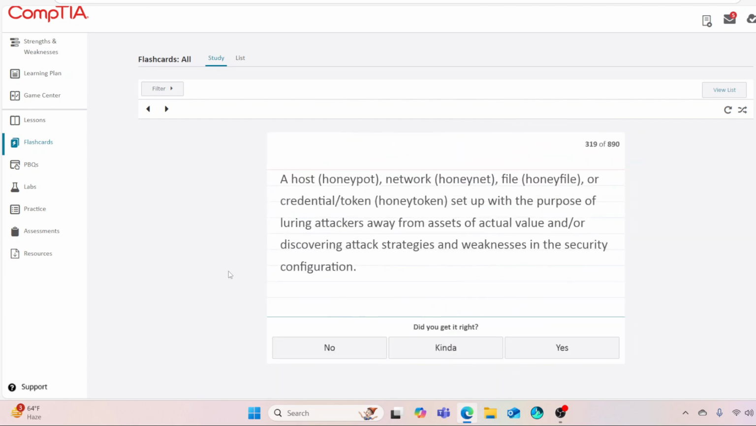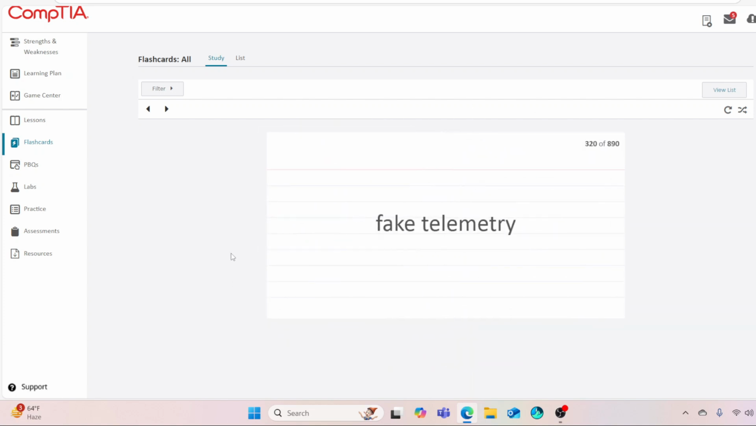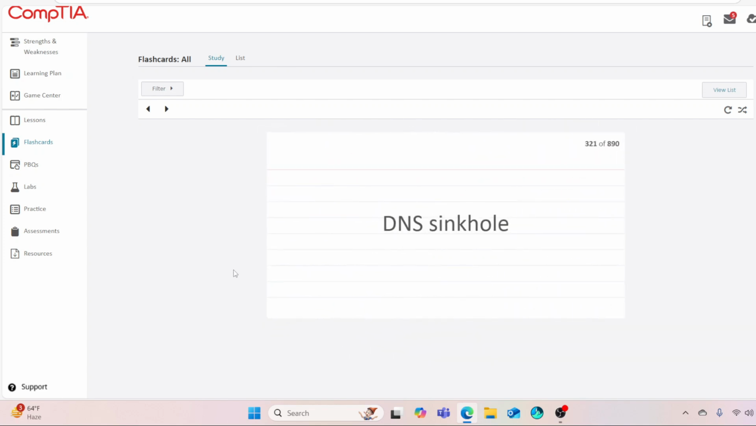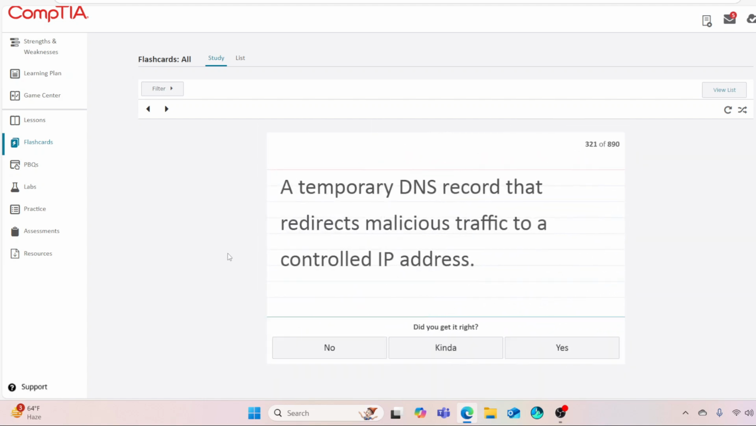Honeypots. A host/honeypot network, HoneyNet, file, HoneyFile, or a credential token, HoneyToken, set up with the purpose of luring attackers away from assets of actual value and/or discovering attack strategies and weaknesses in the security configuration. Fake telemetry. Deception strategy that returns spoofed data in response to network probes. DNS sinkhole. A temporary DNS record that redirects malicious traffic to a controlled IP address.